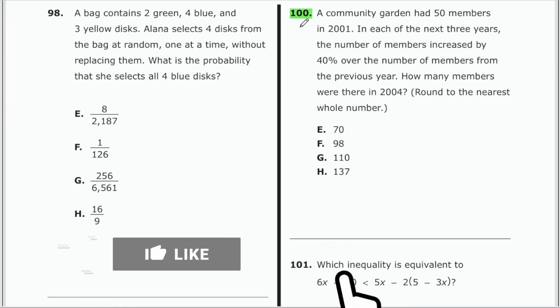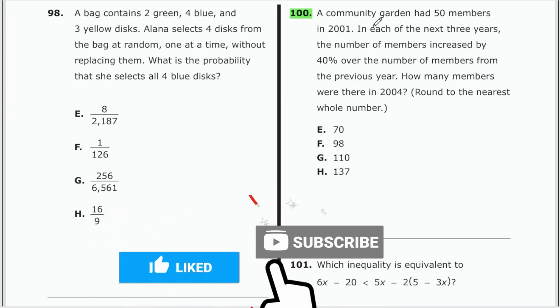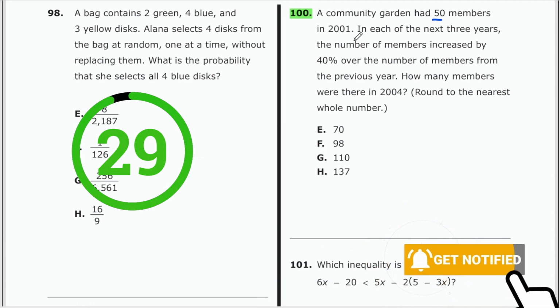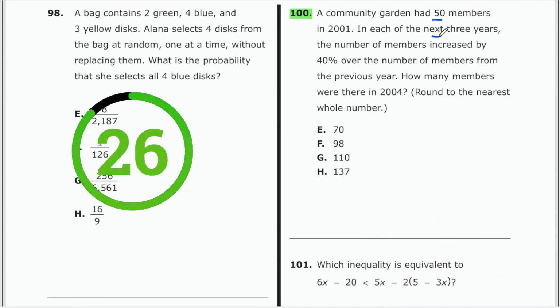So how can you do this problem in 30 seconds or less? A community garden has 50 members in 2001, and each of the next 3 years, the number of members increased by 40% over the number of members from the previous year. How many members were there in 2004? Round to the nearest whole number.